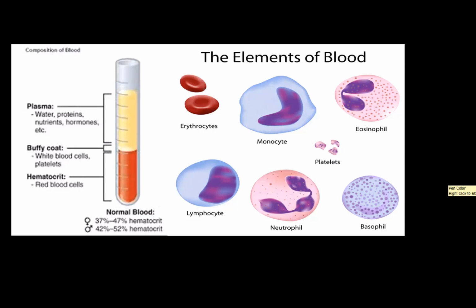Now in the last class we learned about the structure of the heart. The function of the heart is to pump blood around the body to all parts of the body through the blood vessels. Now, what is the blood made up of and what is its function?